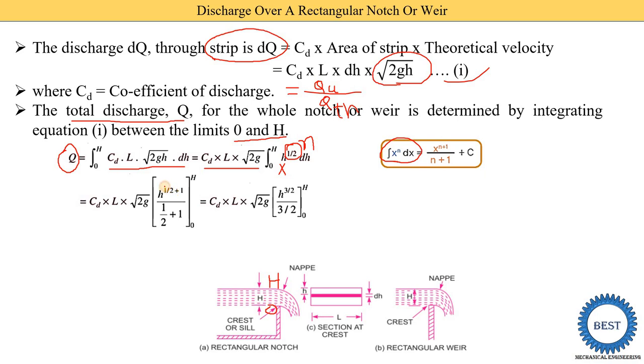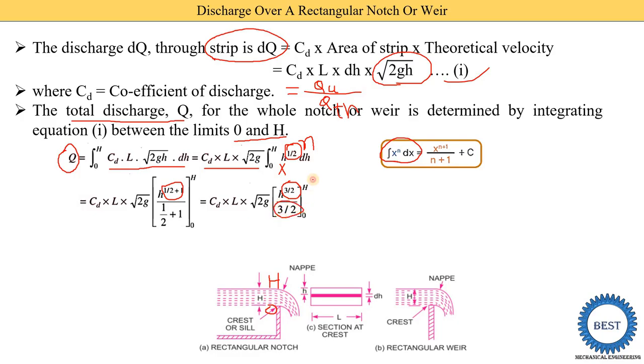Then we add up the powers. The earlier equation is the same, Cd L into under root of 2g. 1/2 means 0.5, and 0.5 plus 1 is 1.5. 1.5 is also written as 3 by 2. Similarly in the denominator, it is 0.5 plus 1, so it is 1.5, which is written as 3 by 2.